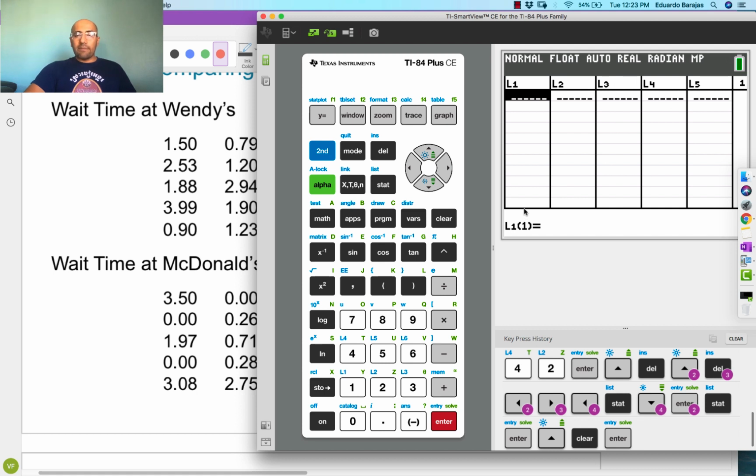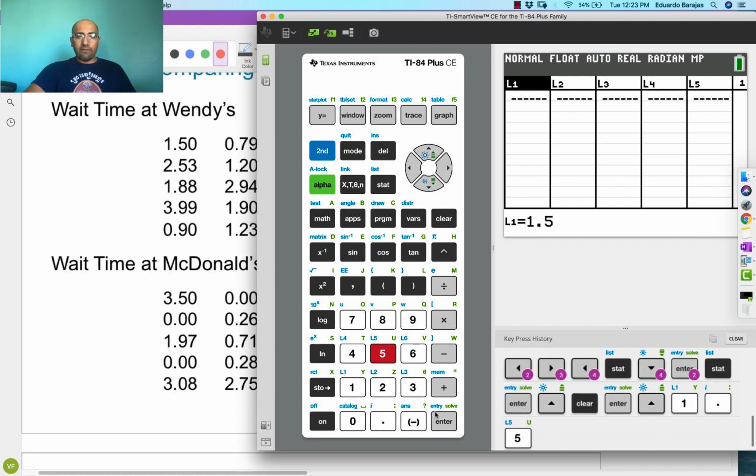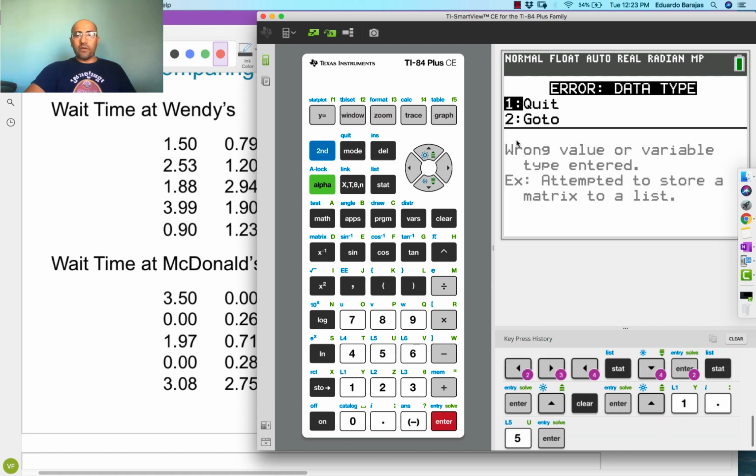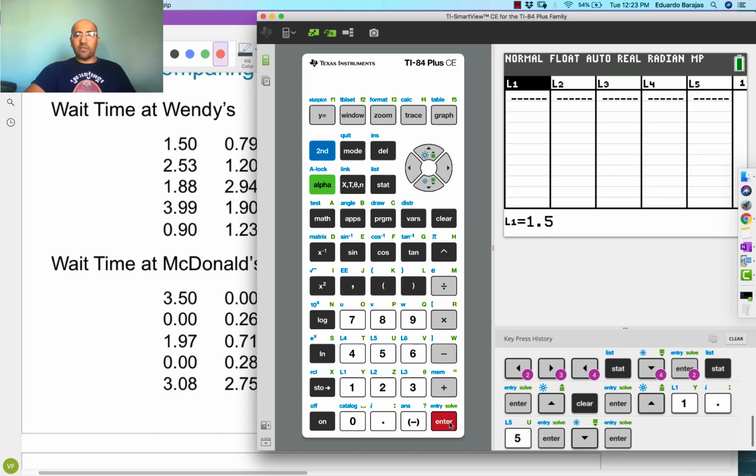Also, when you start typing your values, make sure that this little black box is down here in the first empty spot, because if you're up there and you start typing in your numbers, like 1.5, you're going to get a mistake. It goes to error. It doesn't like what you just did. And now it's kind of hard to fix it. Okay, maybe that'll fix it.